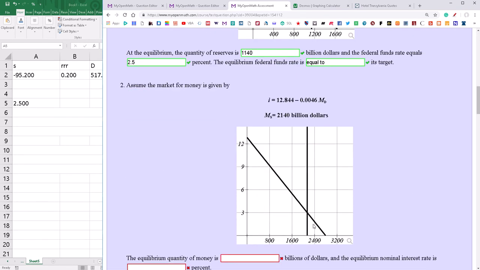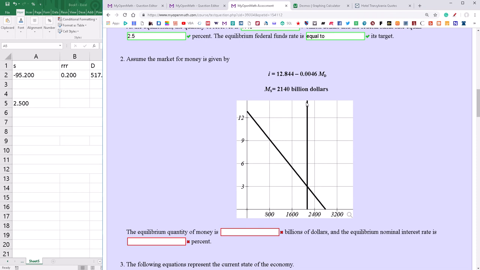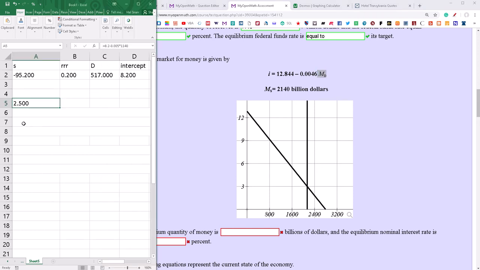Okay, moving on to the market for money. I'm not going to label it, but I'll just say this is the money supply. And remember, this is money that people and firms have access to, whether through currency or mostly demand deposits. So the money supply initially is here at 2140. The demand for money is here. And the nominal, I guess, prime interest rate would be this value plugged into there. So let's go ahead and do that.